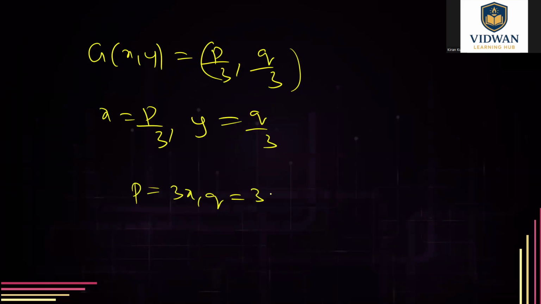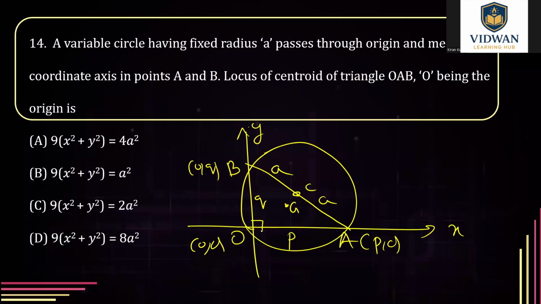You have to impose some condition on P and Q, remove them and get an equation in x and y. And what is the condition you can impose? Clearly, this P, Q and this 2a, AB is the diameter 2a. They form a right angle triangle.